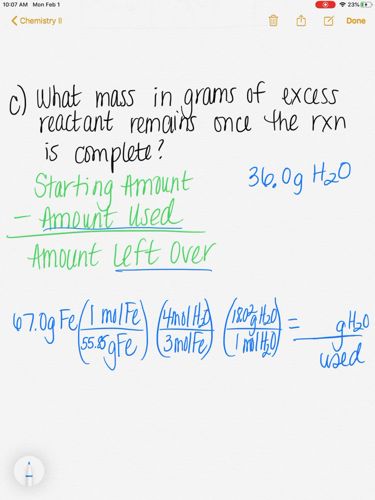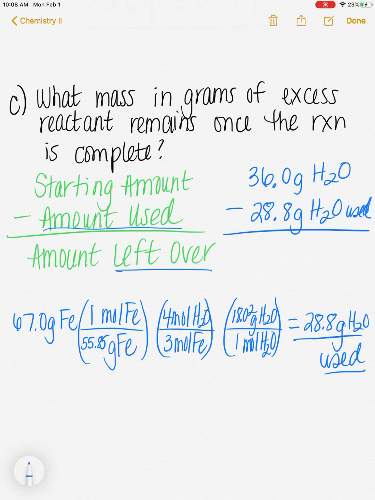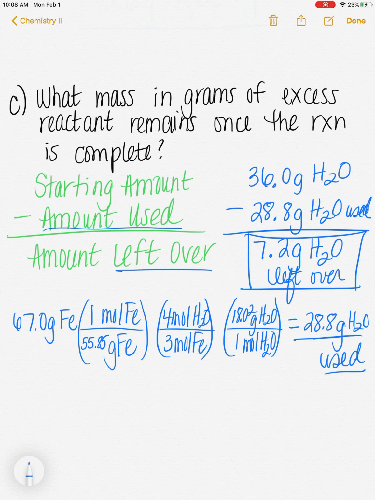So let's start with 67. Let's divide by 55.85, multiply by 4, divide by 3, multiply by 18.02, and that gives me 28.8 grams of water, and remember that's the water used. So if I started with 36 grams of water and I subtract off 28.8 grams of water used, that's going to tell me that I'm going to have 7.2 grams of water left over in excess. And that would be my answer to this problem.